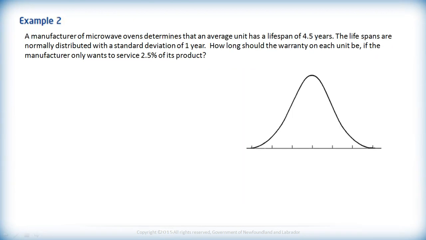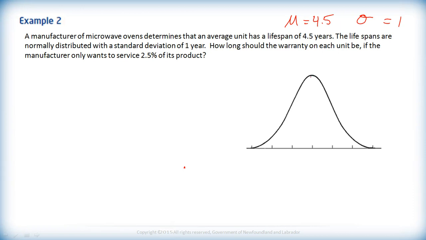Okay, next one. A manufacturer of microwave ovens determines that an average unit has a lifespan of 4.5 years. As soon as they say average, I'm thinking right away, I know that my mean is 4.5. The lifespans are normally distributed, that's good, with a standard deviation of 1 year. So my sigma is 1. How long should the warranty be on each unit if the manufacturer only wants to service 2.5% of its product?